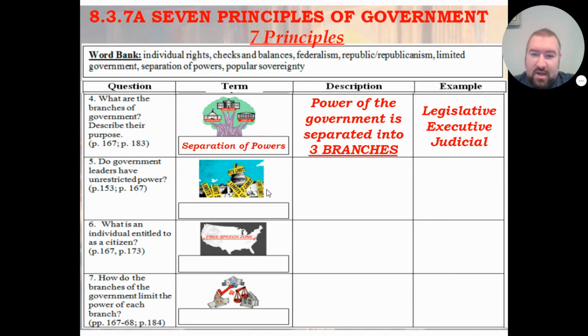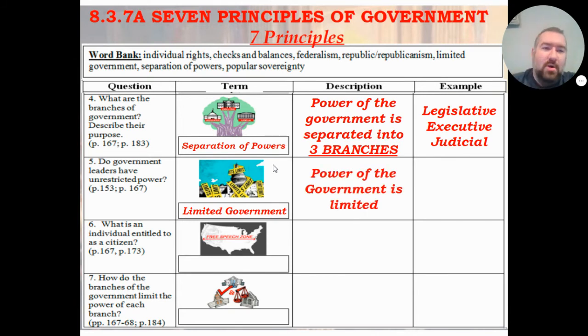Next, we have a picture of Congress, except that it's tied up in police tape, except that doesn't say caution, do not cross. That says limits. So it sounds like Congress is tied up with limits. That would be limited government. One more time, this means the power of the national government is limited.